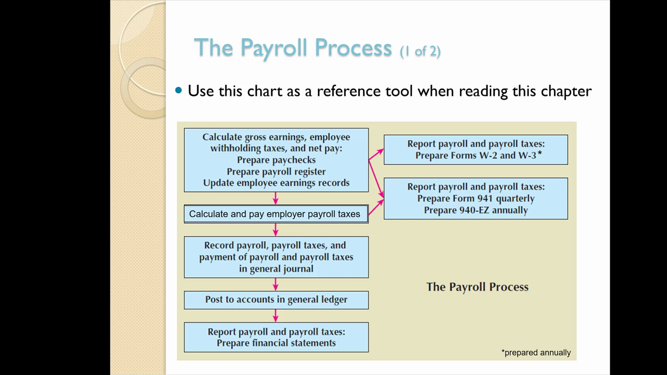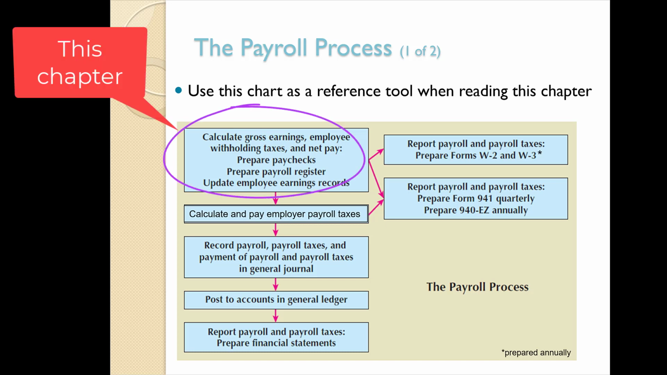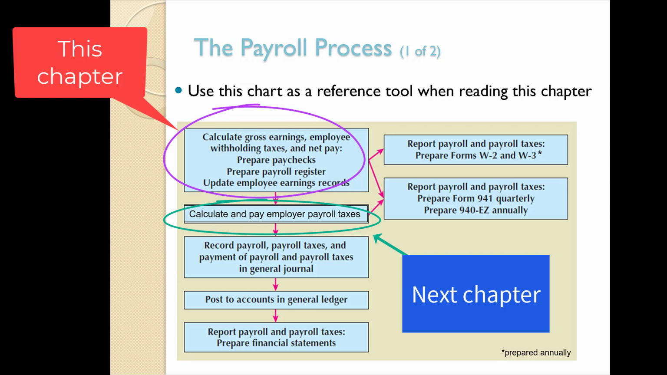This chapter is the first of two payroll chapters. In this chapter, we'll learn how to calculate gross earnings for employees, which could include overtime pay if the employee is eligible for overtime pay. We'll also calculate withholding taxes for employees, and we'll learn how to fill out the payroll register and the employee earnings record. In the next chapter, we'll figure out how to calculate the payroll taxes that employers pay.